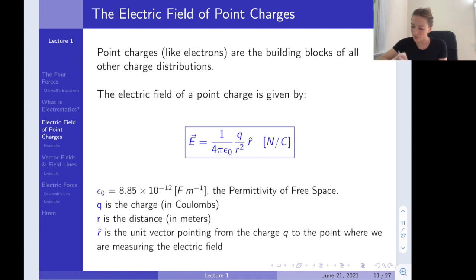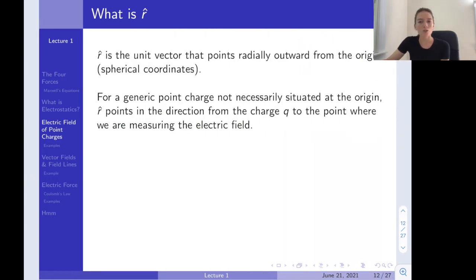And then the other thing is this vector here. So r hat, we're going to talk about that on the next slide, so I'll save that for a second. And then the electric field is measured in newtons per coulomb. Okay, so let's talk about this r hat a little bit more. So this r hat is the same r hat from spherical coordinates. If you've seen spherical coordinates already, it's that exact same r hat.